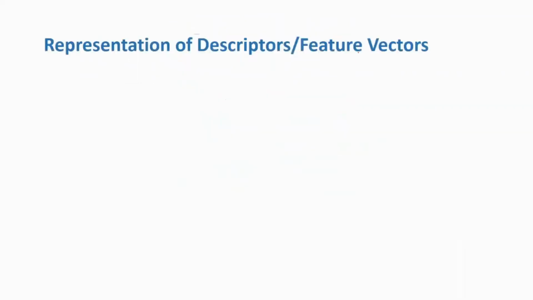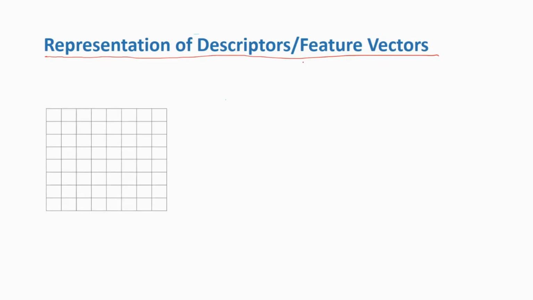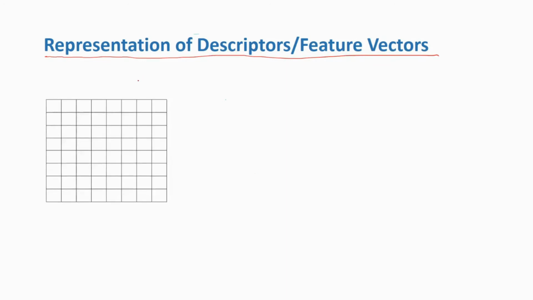Okay. Now, representation. Again, I am coming back to the descriptors or features. Representations of descriptors or feature vectors. How will you represent? We discussed some features in the case of a lion, right? We had some features of the eyes. This eye had some features in terms of pixels. Suppose this is the image of something, right? And all the pixels are represented in the form of this matrix, which is of size m cross n.